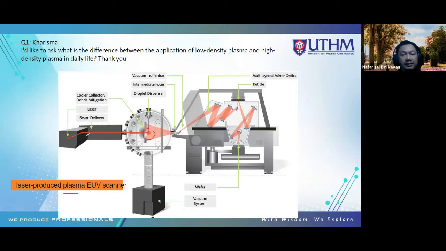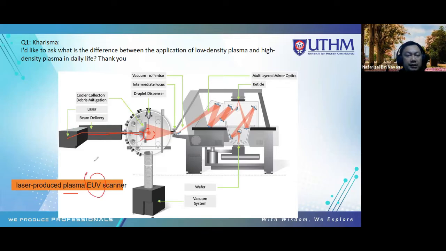They are using a laser on the material, some target, and after the laser hits the target, it will have a very bright plasma region over there. That plasma will contain EUV, the extreme ultraviolet emission. That emission has a very short wavelength, maybe around 100 nanometer, for example.